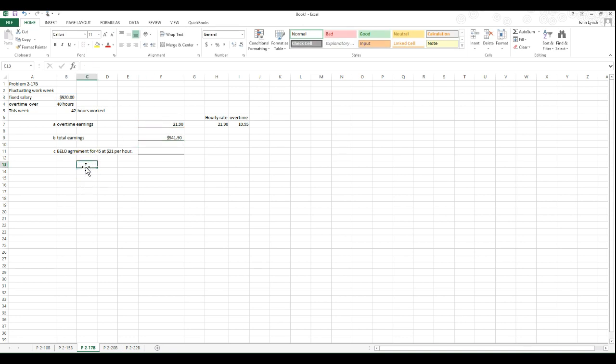Okay, for the bill of programs, we'd have the regular earnings. Now remember, they're guaranteed here the 45 hours. So it's the 45 hours times the $21 per hour, or $945. Now the overtime, we want the overtime rate first. So let's do the overtime rate.